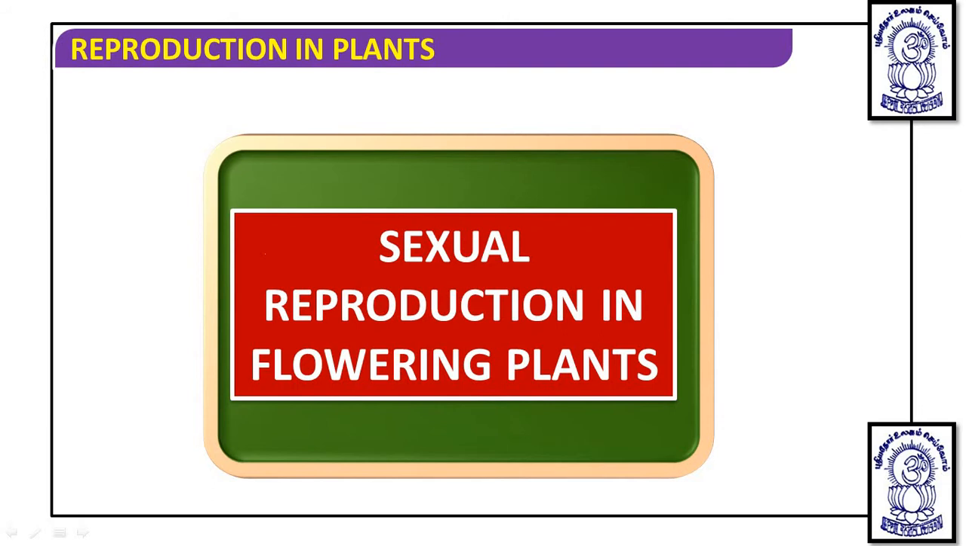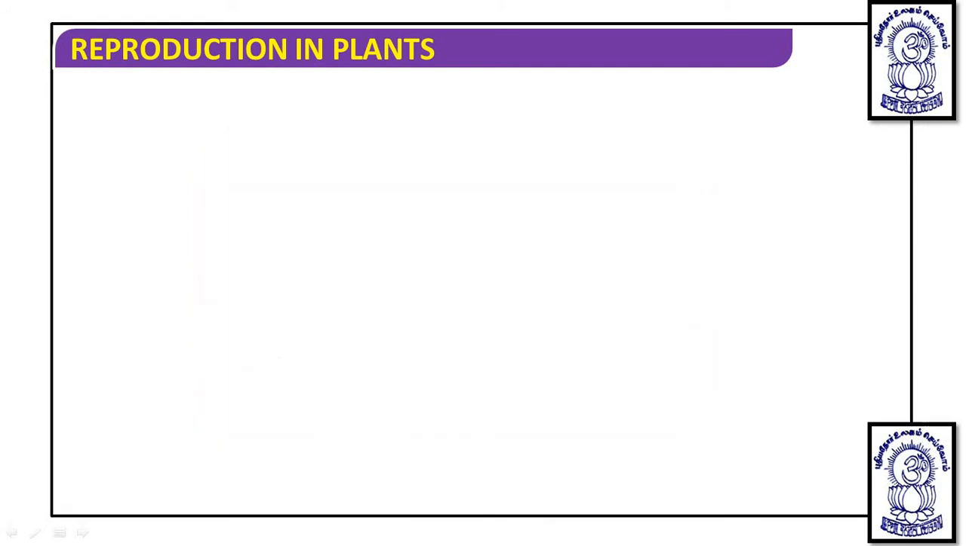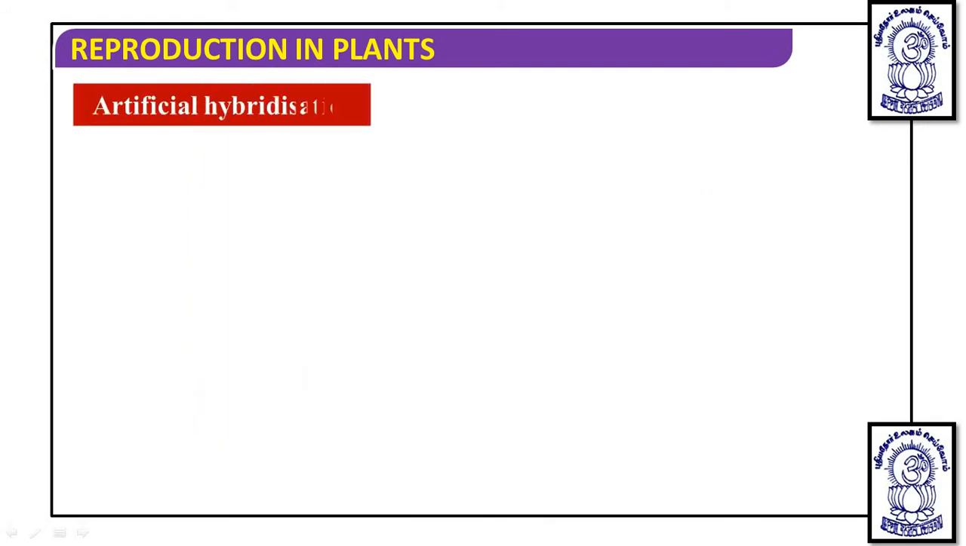In this lecture, we will be dealing with artificial hybridization, then topics like endosperm formation, types of endosperm, and embryo development. These topics we are going to study in this chapter. So students, first we are going to talk about artificial hybridization.